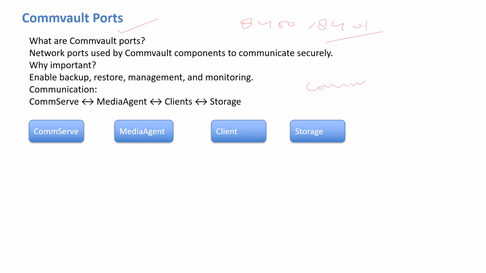We discuss the Commvault communication workflow because it's very important to know how the components communicate with each other, and for the communication we require ports. How does the CommServe communicate to the media agent, to the client, and to storage? In our Commvault environment, we have four components: CommServe, that's the brain, media agent, client, and storage. Network ports are used by Commvault components to communicate securely.